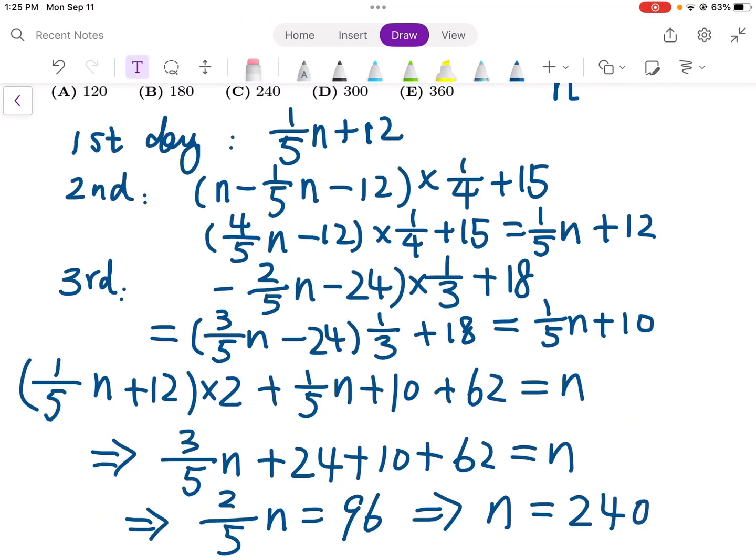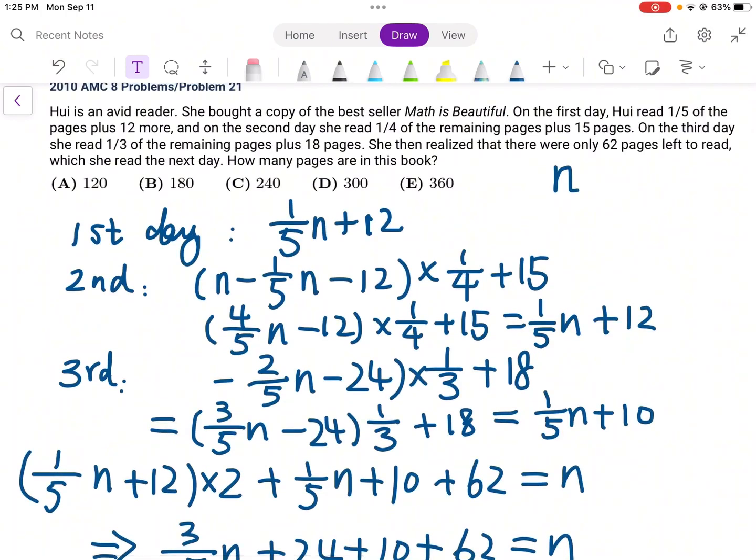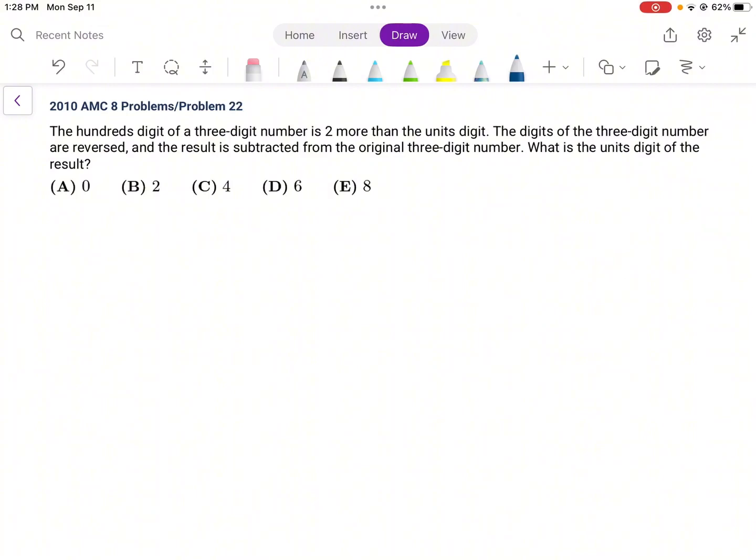Therefore, the answer is C. Problem 22. Let's assume the 3-digit number is nxm. Because the hundreds digit is 2 more than the units digit, we have n equals m plus 2.